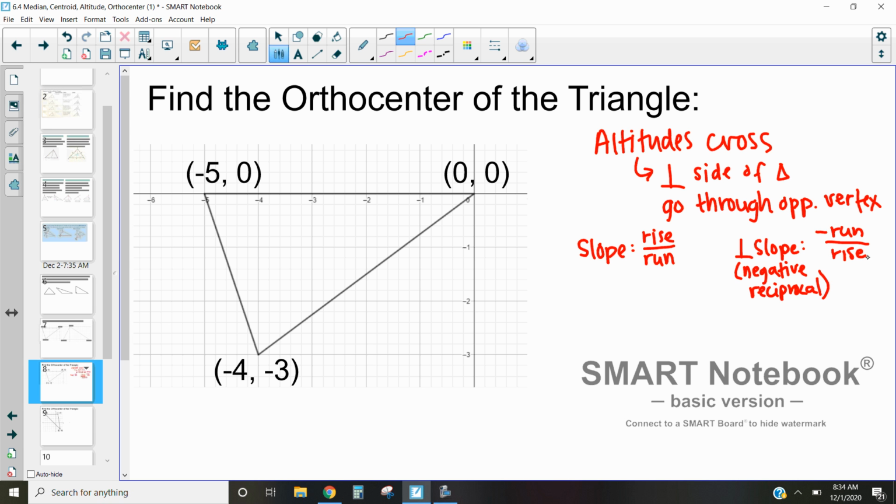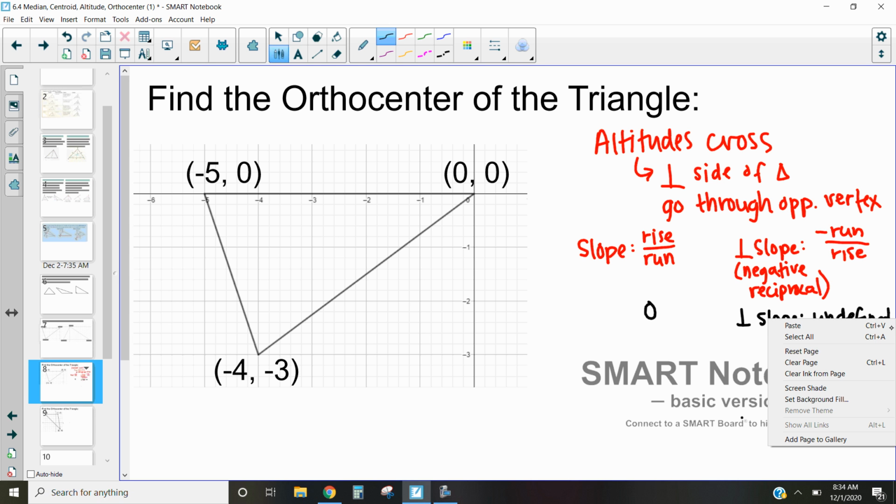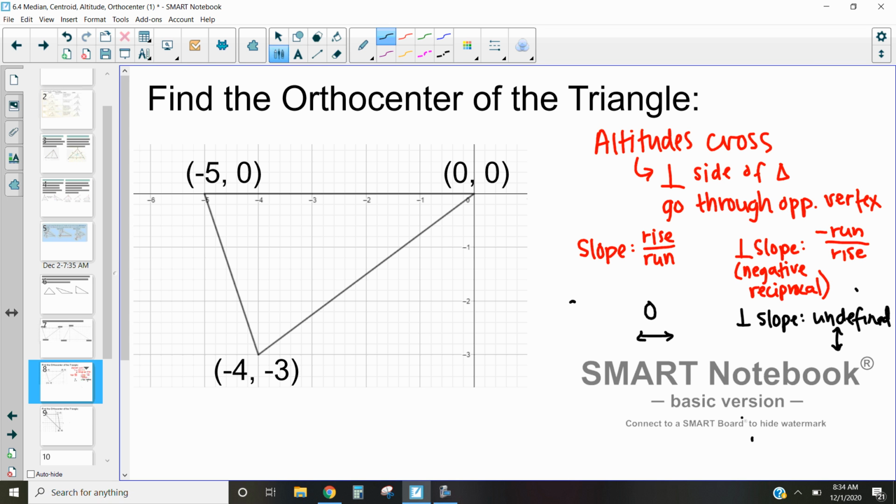Another key thing to keep in mind here is if our slope is 0, that perpendicular slope is actually going to be undefined, which is a line that looks like this. Because a 0 slope looks like this, and that other slope is going to be undefined.